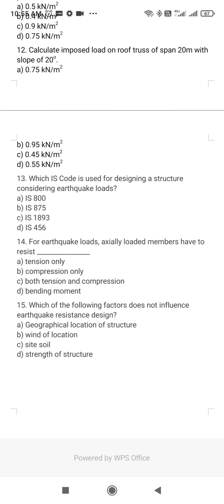Which of the following factors does not influence earthquake resistant design? The factors which influence earthquake resistant design are: point number 1, geographical location of structure; point number 2, site and foundation condition; point number 3, importance of structure; point number 4, dynamic characteristics of structure such as strength, stiffness, ductility and energy dissipation factor. So as per these, option number B, wind of location, should be the correct answer for the question.